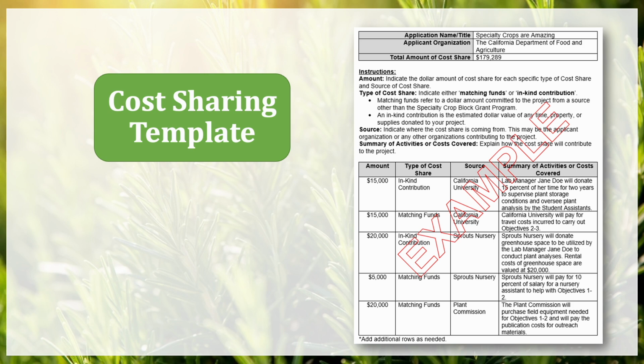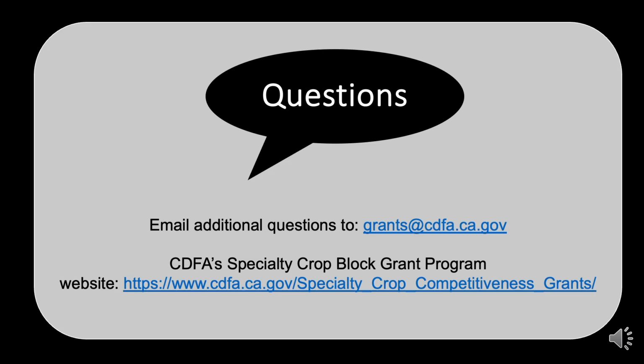Depending on how many sources of cost sharing a project has, rows may be added or removed as necessary. An example of the cost sharing template can be found in the grant proposal instructions. This concludes the project objectives and work plan as well as the cost share presentations.